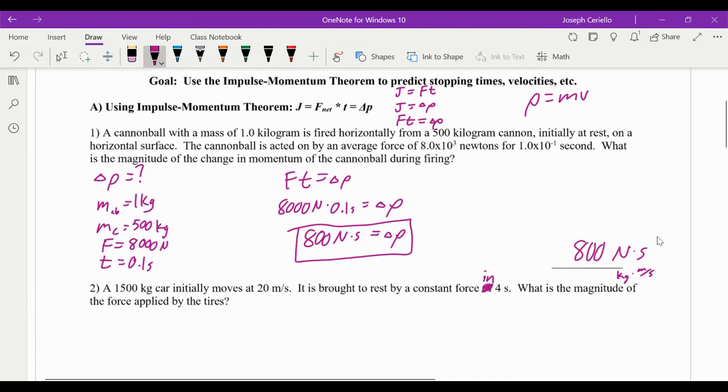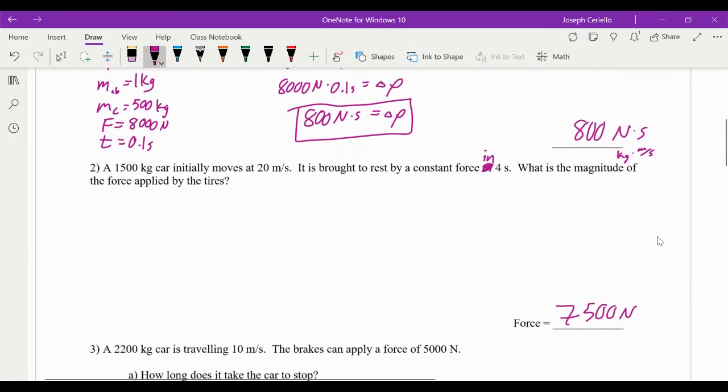All right. Now let's look at the next one here. So we have a 1,500 kilogram car, so that's the mass, 1,500 kilograms. And it's initially moving at 20 meters per second, V initial. It is brought to rest, so its final velocity is 0, by a constant force in 4 seconds. What's the force?